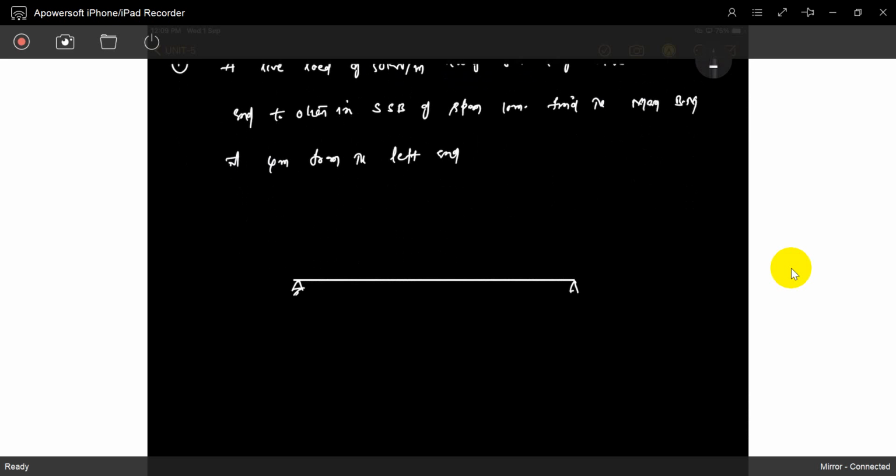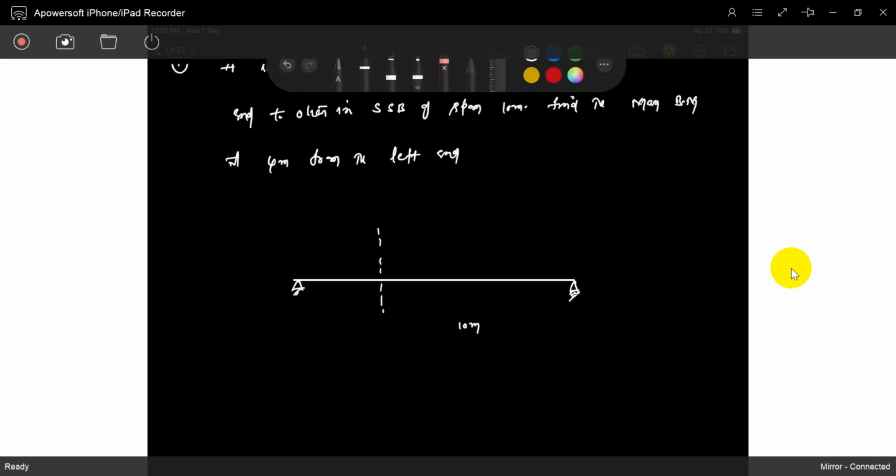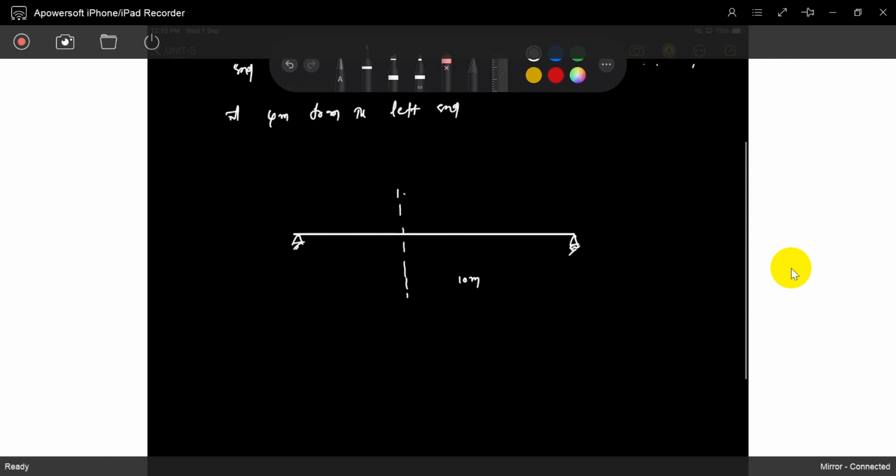The span is 10 meters, a total of 10 meters. He asked for the maximum bending moment at 4 meters from the left end. We will take it. So at 4 meters, draw the ILD for bending moment.